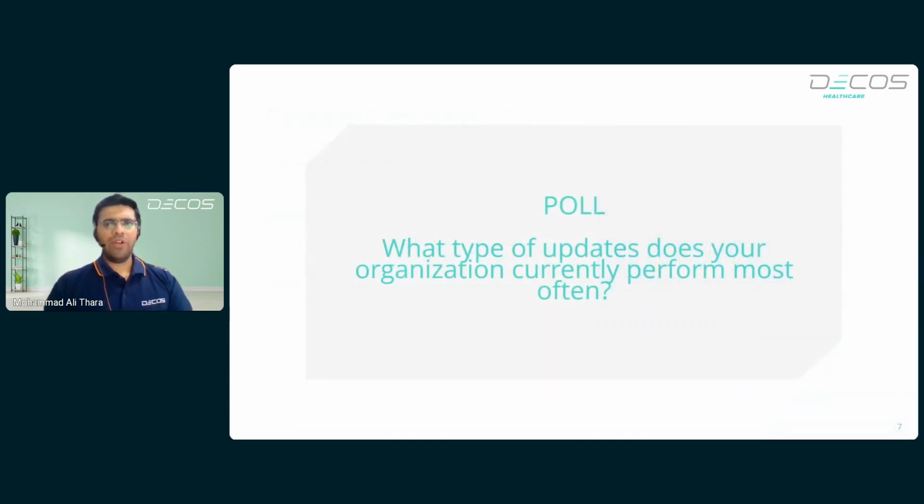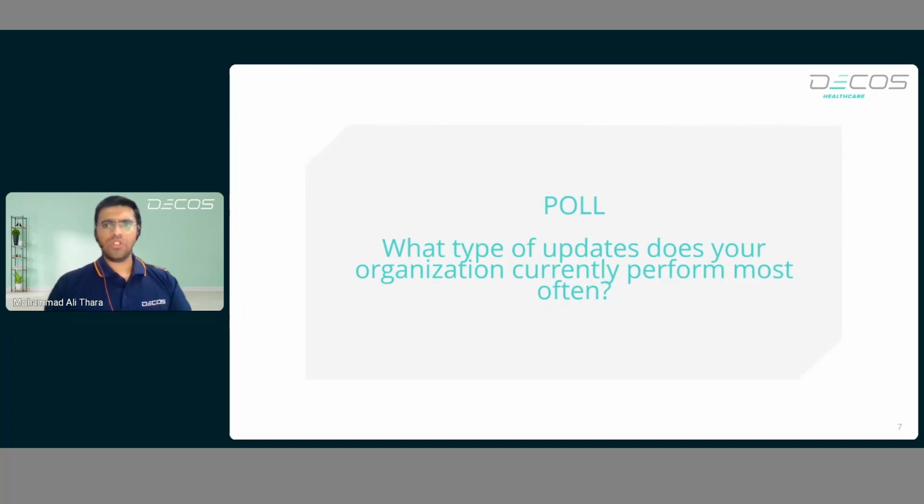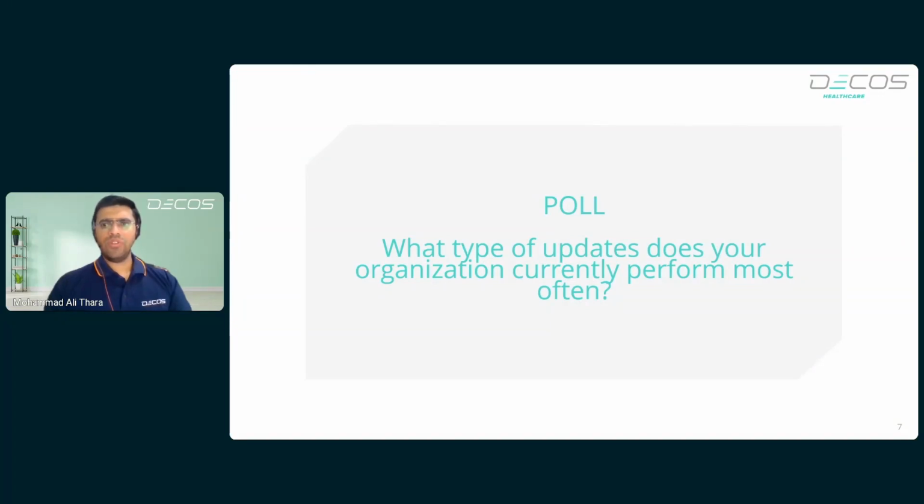Before moving further, I would like to give you a poll question. Here's the first poll question for you on your screen. I'll give you 30 seconds for this. The question is, what types of update does your organization currently perform most often? The options are firmware updates, software updates, both equally, or you do not use OTA updates at all. You have 5 more seconds to answer it.